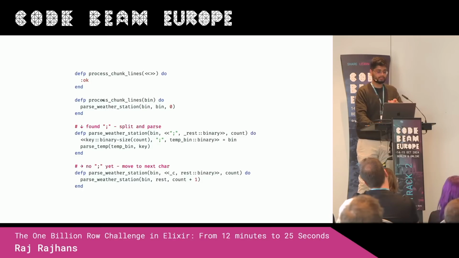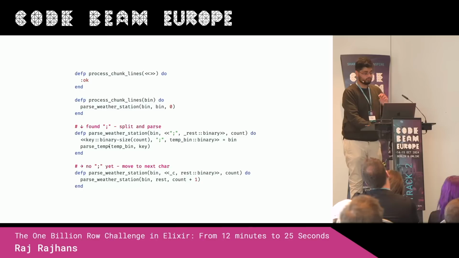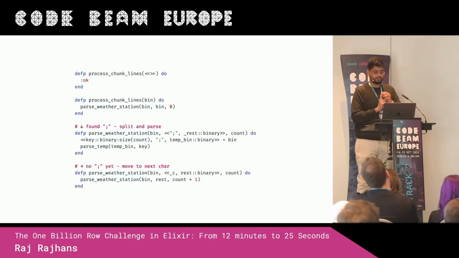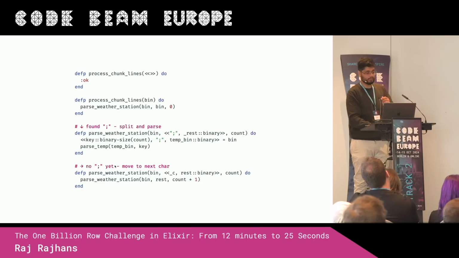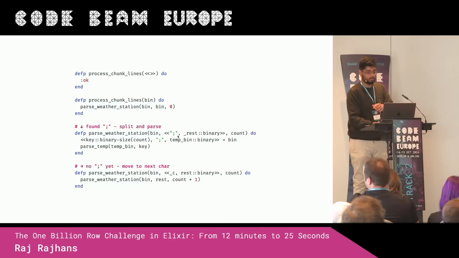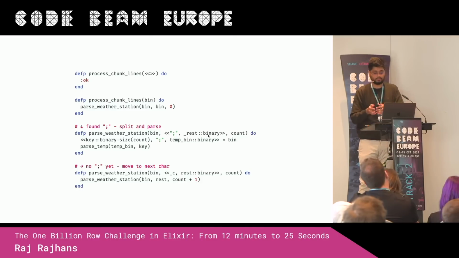Then process chunk lines initiates the recursive chain over here, calling parse weather station. Parse weather station has two pattern matching heads. So it starts off with the whole binary, the whole data. Then it tries to find where the semicolon is. The way it does that is it will come here. It will see if the first character is a semicolon. If it is not, then it will call itself with the rest thing and the count. And then when it does find the semicolon, well, we can just use the count to split the key and the temperature binary and then call back the parse temperature function.